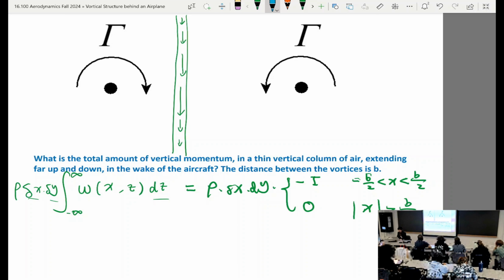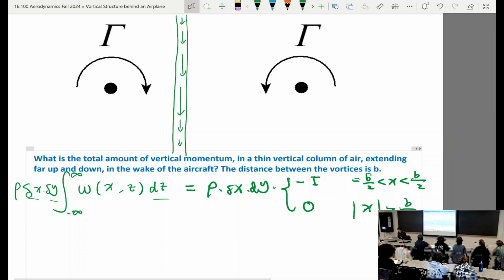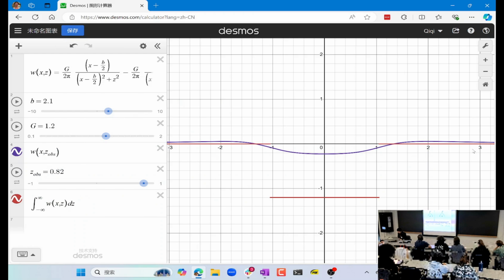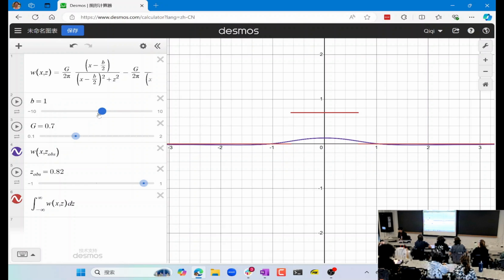Let's just go back to Desmos. We are basically integrating this exactly, and what we saw is a function that is piecewise constant. Outside of the wingtips, it's flat at 0. Inside of the wingtips, it's minus gamma. If you change gamma a little bit, make it 1.3, this is minus 1.3. Make gamma smaller, 0.7, this is going to go up to here, 0.7. And b basically controls the span. If b is 1, then this has a span of 1.